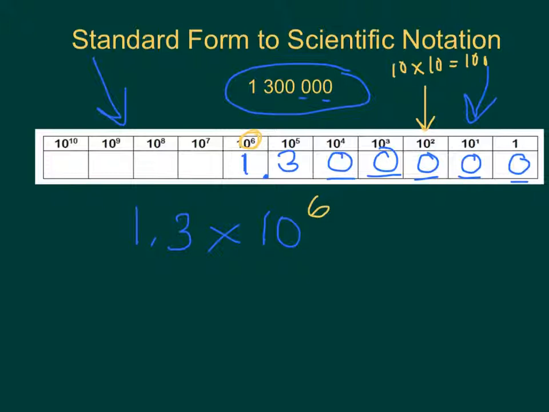Just to help clarify what this all means, it means essentially that to get my original number, I would have to move the decimal place 1, 2, 3, 4, 5, 6 places. That explains why it's 10 to the exponent 6, aside from the fact that that's where it fits within the table. So this would be my scientific notation for this number.